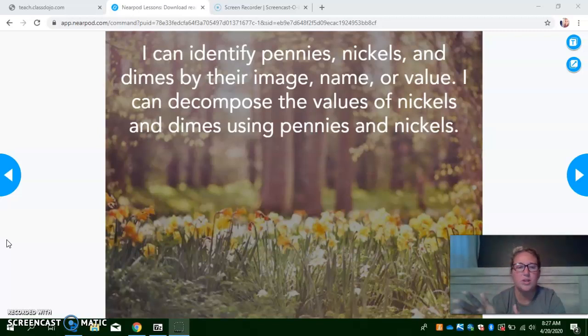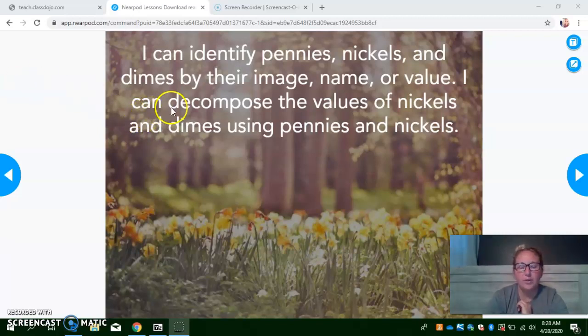Hocus pocus, what's our focus? I can identify pennies, nickels, and dimes by their image, name, or value. I can decompose the values of nickels and dimes using pennies and nickels.